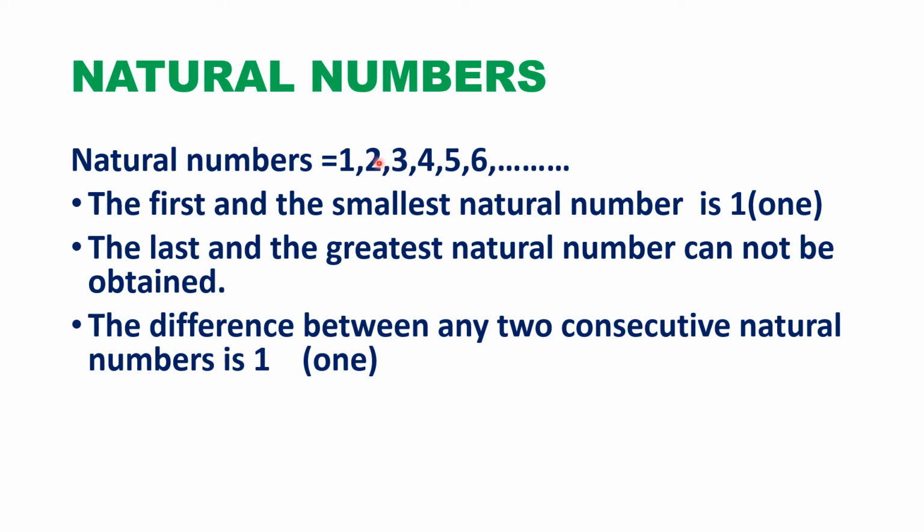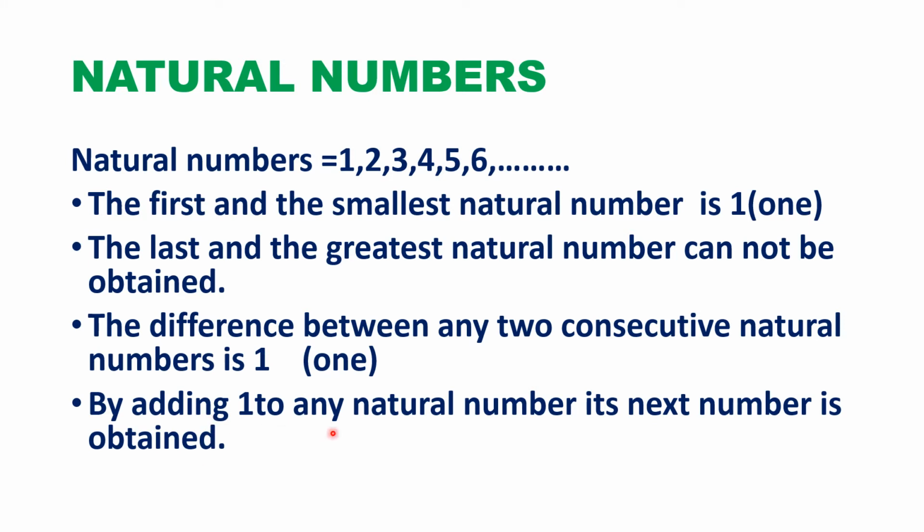So what is the difference between 3 and 2? We know difference means we have to minus. So 3 minus 2 is 1. So the difference between any two consecutive numbers, if you take 5 and 6 also, what is the difference? 1. If you take 71 and 72 also, the difference will be 1. So the difference between any two consecutive natural numbers is 1.